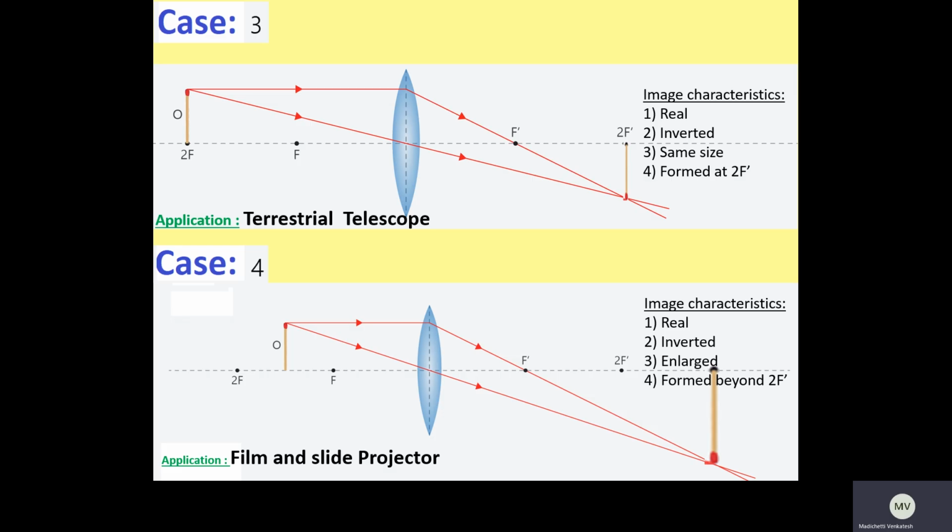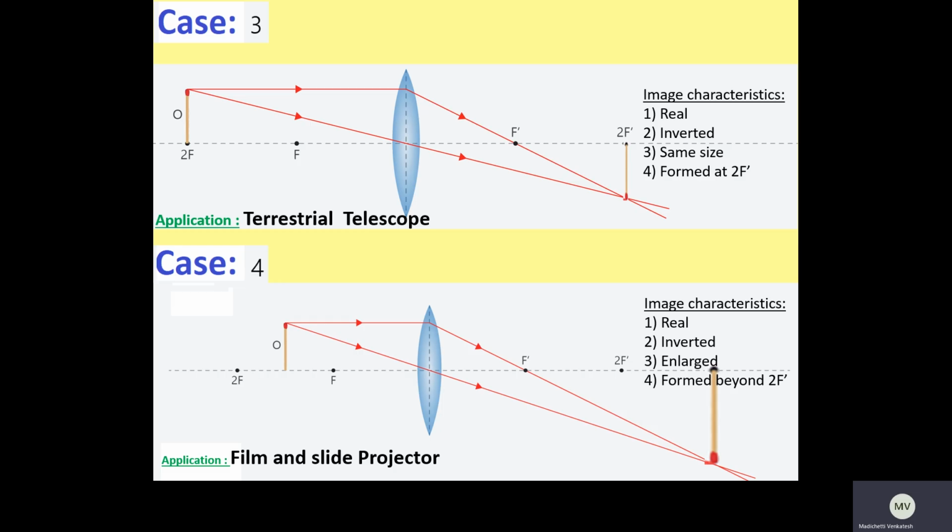Because the distances are exactly equal, they must be equal. So the first two properties are real and inverted, that is the same. The third property is that the object size and image size are the same. And the fourth one is the position of the image, that is at 2F. And the application is in a terrestrial telescope.